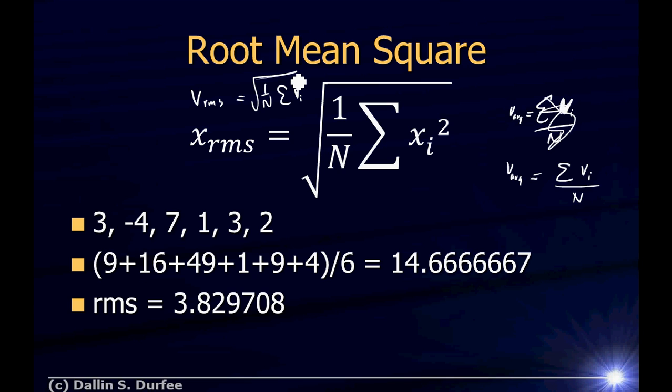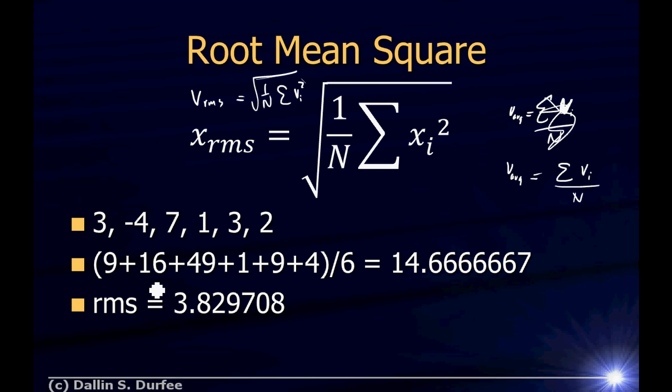And that's what the RMS means. RMS, the root mean square, means I take the average of something squared and then I take the square root of that. All right? So for example, imagine I wanted to take the RMS value of this list of numbers. The first thing I do is I square them all. I get 9, 16, 49, 1, 3, and 4.